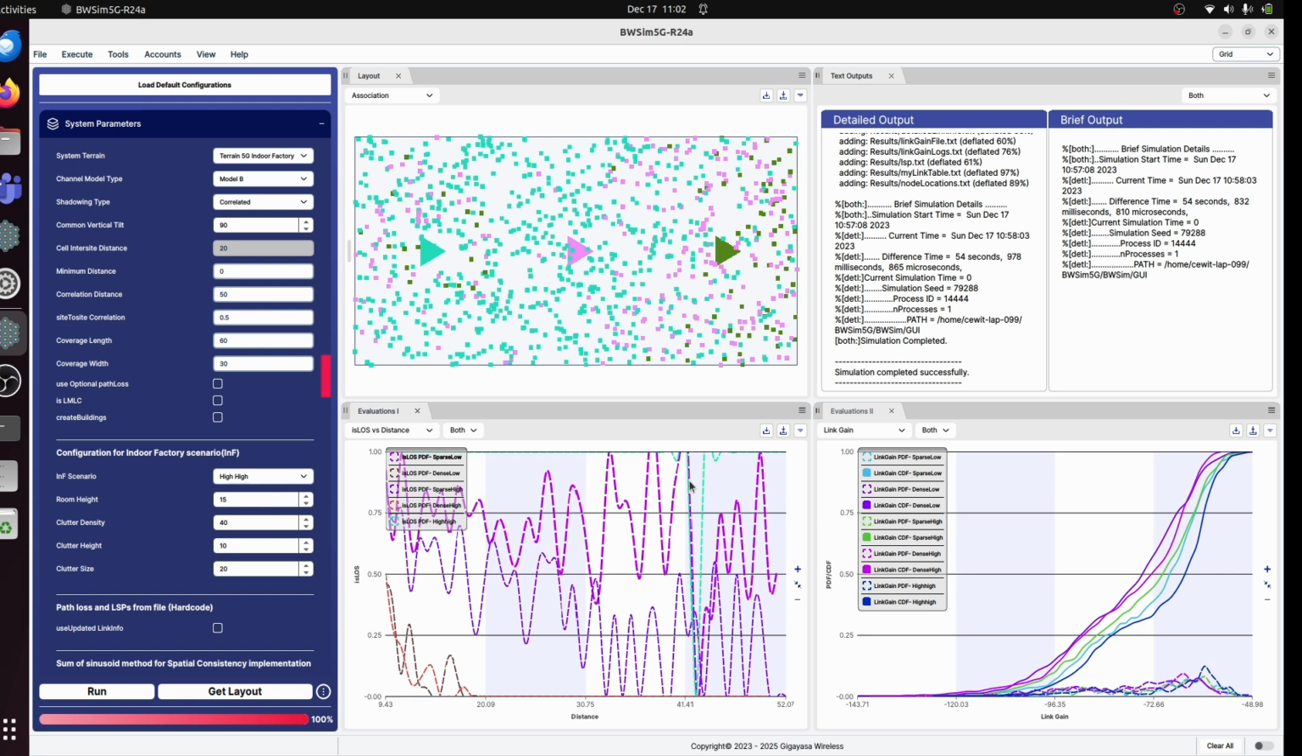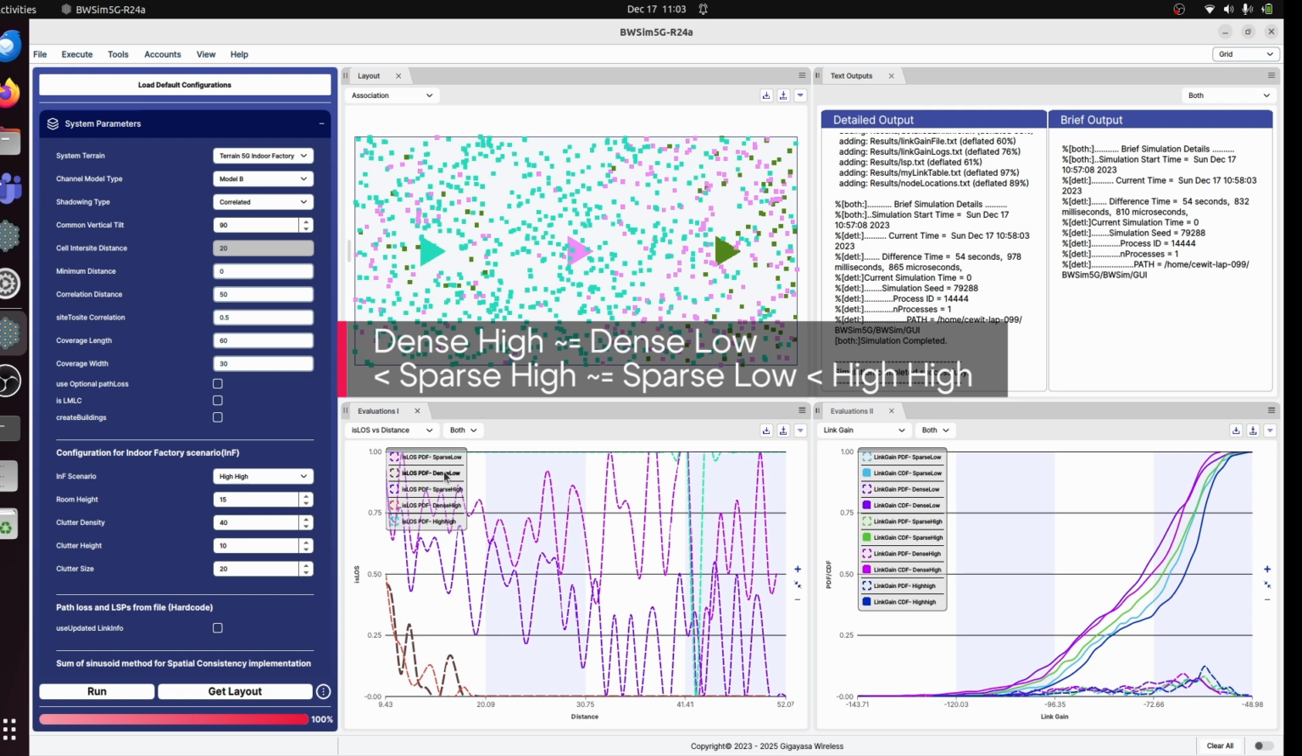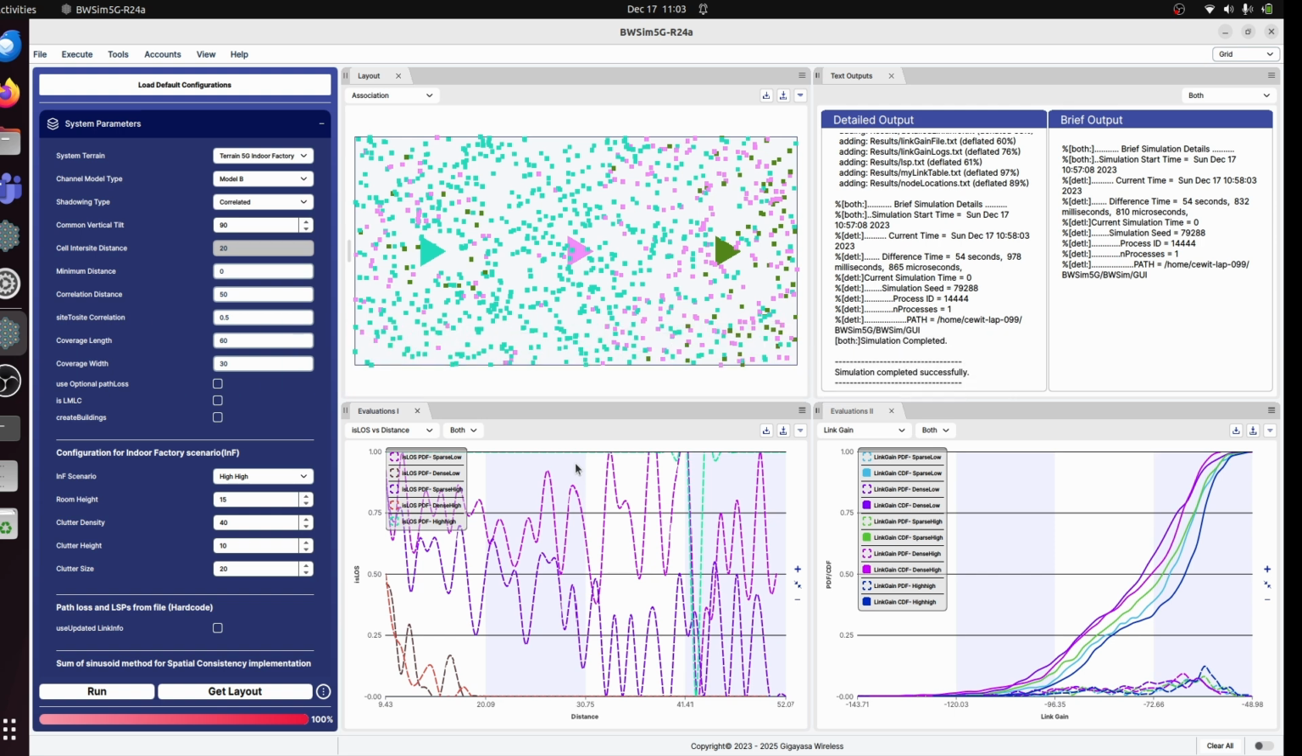Moving on to the probability of LOS existence for the different kinds of indoor factory scenarios, we can notice that the dense high and dense low are pretty much equal in probability of LOS path existence. Similarly, the sparse high and sparse low are relatively nearer to one another, and the highest probability of LOS exists for the high high scenario. So what can be inferred from this? When the machines are closely packed with one another, the possibility for a line of sight path to exist between the transmitter and receiver is reduced. Thereby, these two curves are at the lowest.